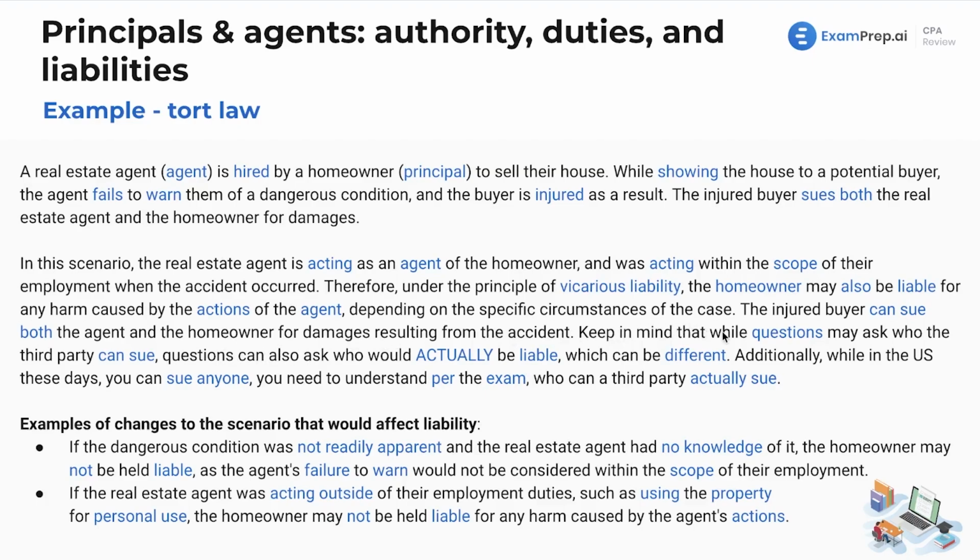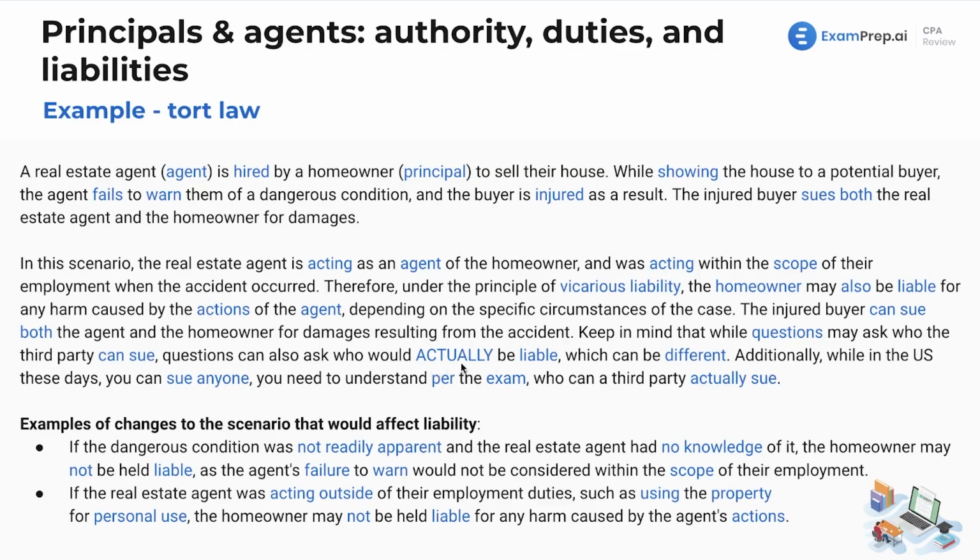Keep in mind that while questions may ask who the third party can sue, questions can also ask who would actually be liable, which can be different. So let's just read that again. Keep in mind that questions may ask who the third party can sue. So who can they sue, but who would actually be liable? Legally, they can sue either of these individuals, but who would actually be liable? That is maybe something different.